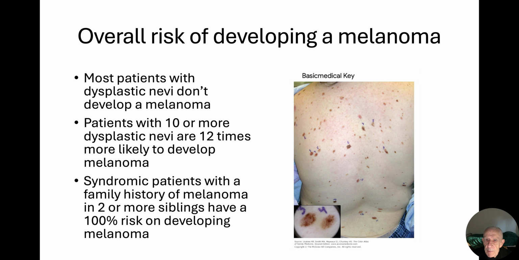Overall risk of developing melanoma, where if you only have one or two dysplastic nevi, there's no increased risk whatsoever. It's been assessed that if you have 10 or more, then you're 12 times more likely to develop melanoma. I'm not sure whether I believe that or not, but it's in the literature, so you may as well know it. I think patients with dysplastic nevus syndrome are in a different position altogether, and they do have a significant risk of developing melanoma. And if a patient has 2 or more siblings with melanoma, then the risk is 100%.